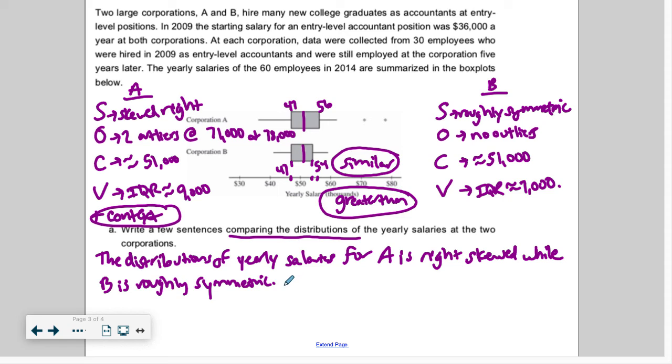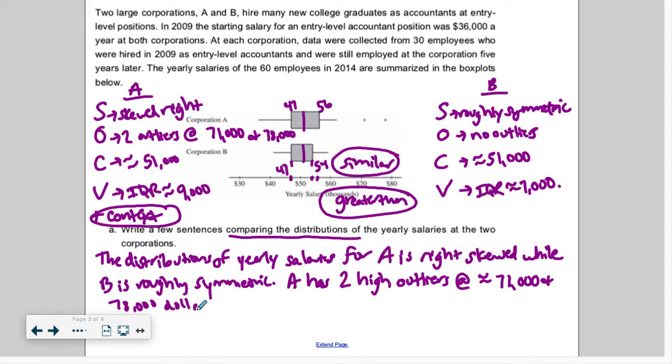Now let's look at the outliers. So A has two high outliers at approximately $71,000 and $78,000, while B has no outliers. So once again, I've talked about both of them. Now here's where I'm going to start actually using my comparison words.